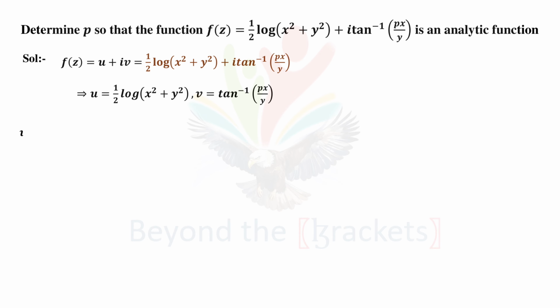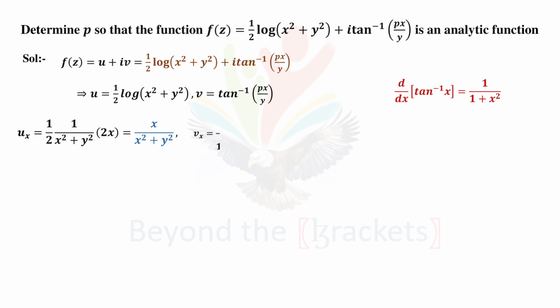Differentiating u partially with respect to x, 1/2 is constant. Differentiation of log(x^2 + y^2) will be 1/(x^2 + y^2). Again, differentiation of x^2 will be 2x and y^2 will be 0. Differentiating v partially with respect to x, we get differentiation of tan^-1(px/y) will be 1/(1 + (px/y)^2). Again, differentiation of px/y with respect to x will be p/y.